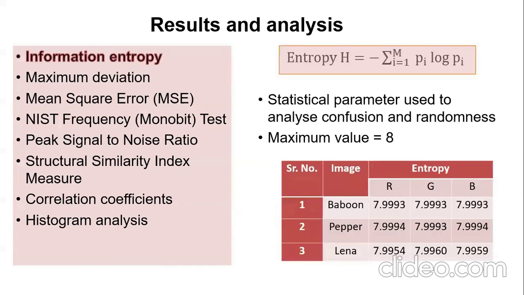Different statistical parameters include, first of all, the information entropy. It is the statistical parameter used to analyze confusion and randomness. It has a maximum value of 8. The results indicate that the values are close to the maximum value of 8. This demonstrates that deriving the actual picture from the encrypted image is challenging.